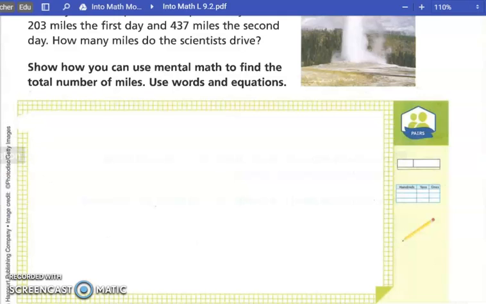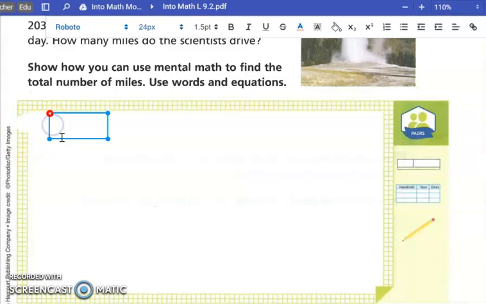Here is how I would maybe do it. 203 plus, what was it, 437? 437 equals, okay, then I might look at 37 plus 3 in my brain. And what does that make? 40. So now I've added my 10s and 1s and my 1s.